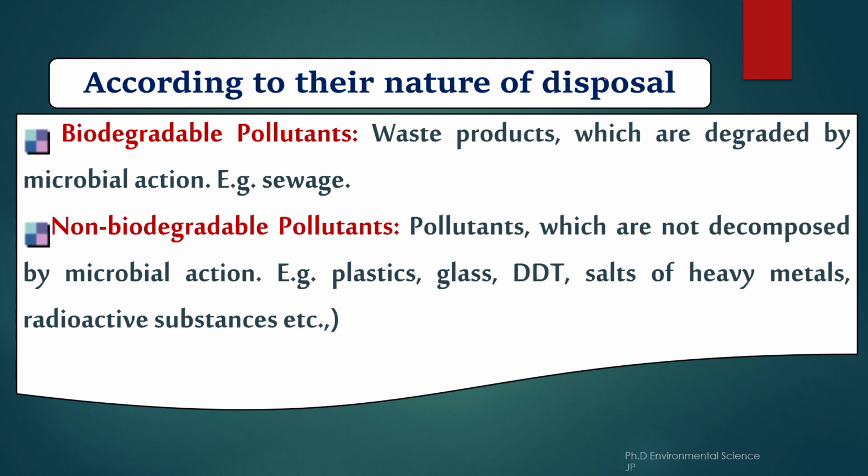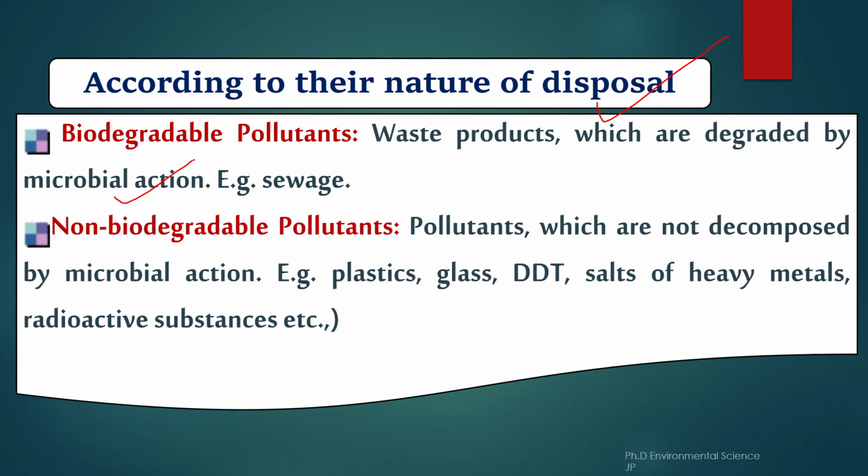Then the other categorization is according to the nature of disposal of pollutants. First is biodegradable pollutants. Biodegradable pollutants are the waste products that can be broken down and decomposed by natural processes, primarily through microbial action. Microorganisms such as bacteria, fungi, and other decomposers play a crucial role in degrading these pollutants.